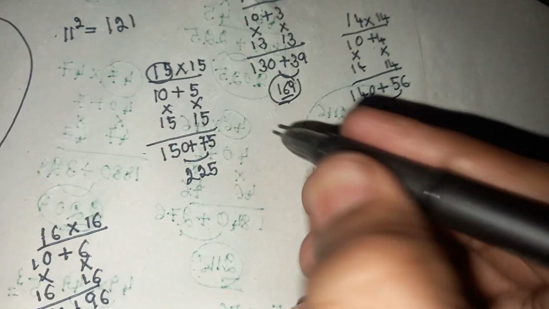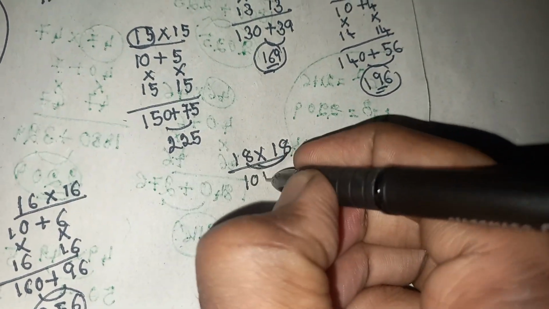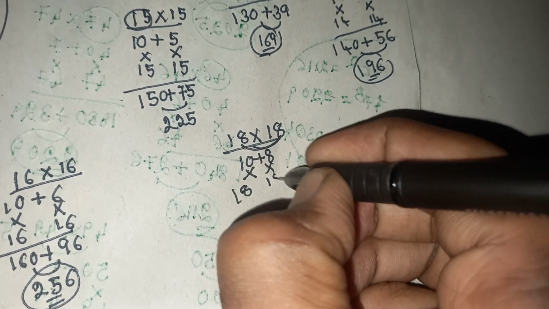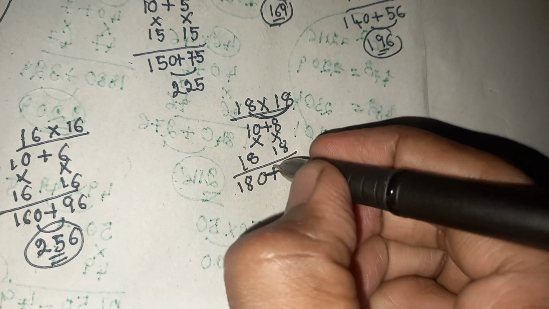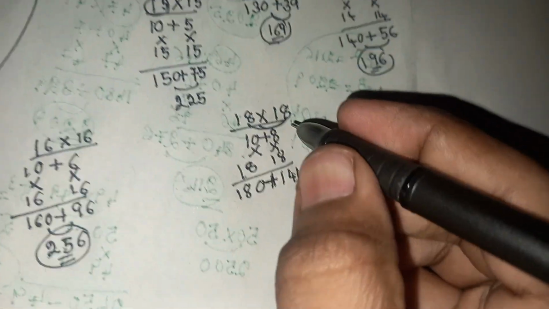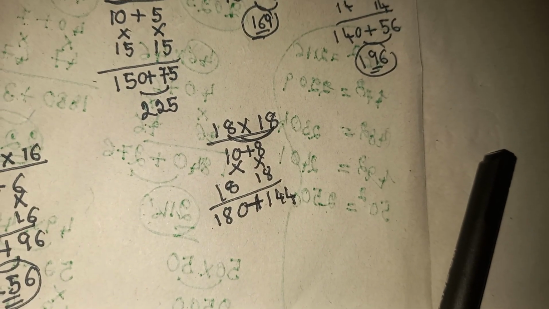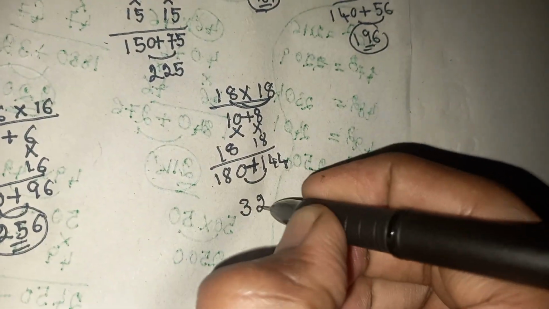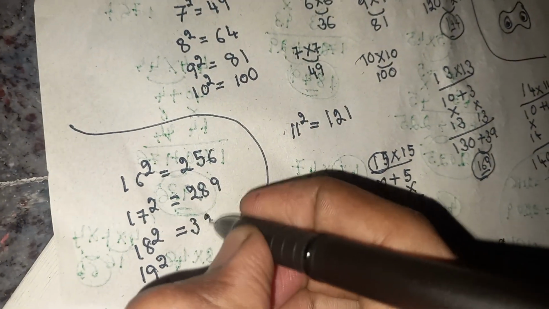Let's find out 18 square. 18 times of 18. 18 can be split as 10 plus 8. And now here also 18 and here also 18 multiply. 10 times of 18 is 180 plus 18 times of 8, 144. When you add, you're going to get 324. 180 plus 100, 280 plus 44, 324.